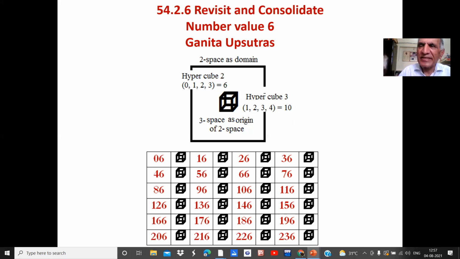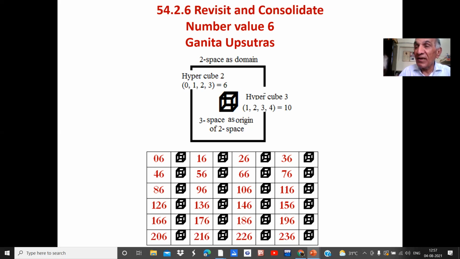One may have a pause here, and one shall revisit cube. Cube is a representative regular body of three space. Cube is hypercube 3. The four folds of hypercube 3 are 1 space as dimension, 2 space as boundary, 3 space as domain, and 4 space as origin. The summation value 1, 2, 3, 4 is 10.